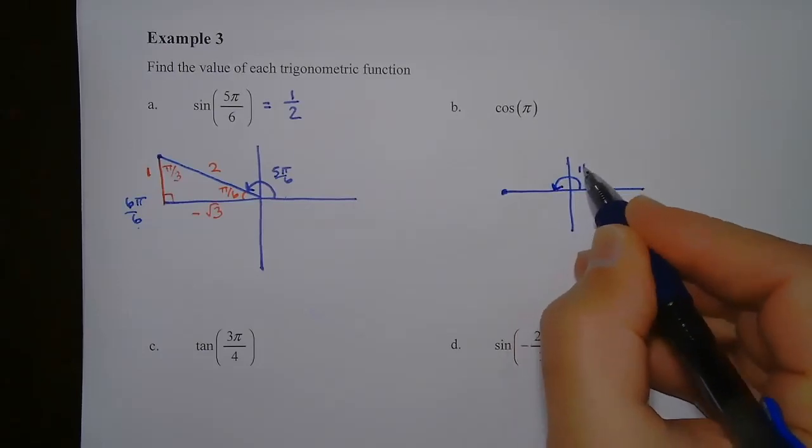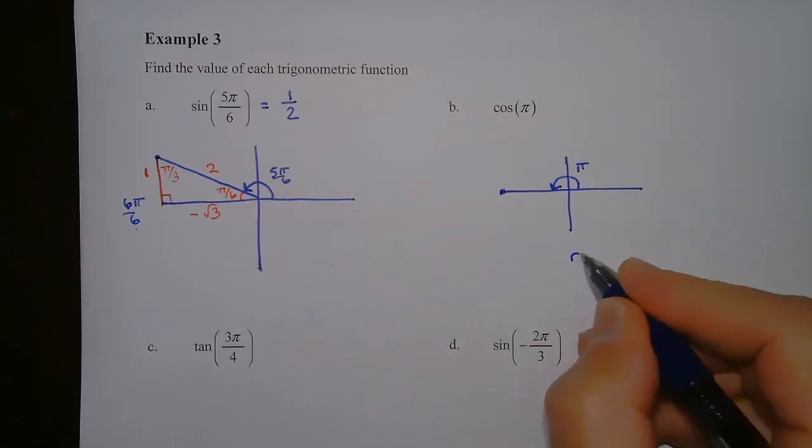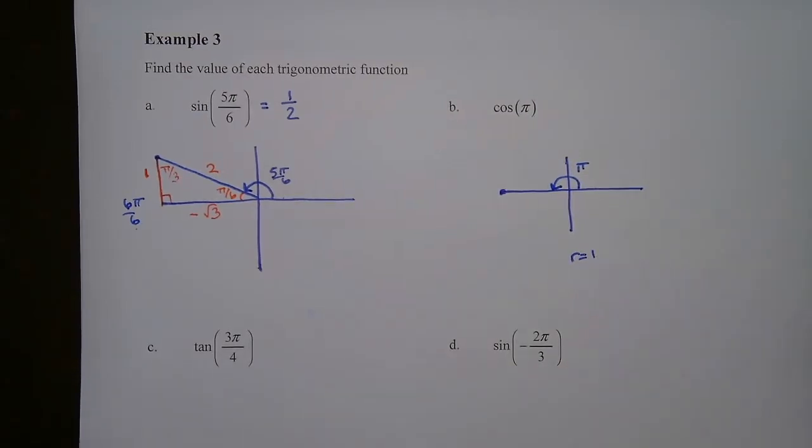So this angle is pi. Now I landed on an axis, right? So what I'm going to do is define what I want the radius to be. The simplest the radius could be is 1. So I'm going to say r is equal to 1. My radius is 1. That's the easiest one. You could make it be anything you want to, but I would make it the simplest one, which is 1.